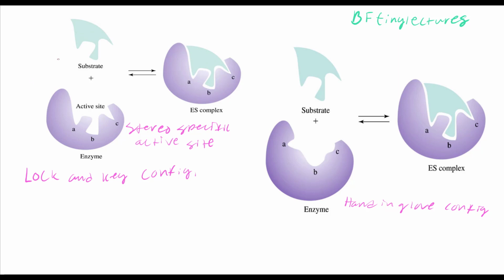Now this substrate is specifically made for this enzyme, okay? They're going to have the exact same shape. So this is going to be the key, and this is going to be the lock, okay? For every lock, there is a key, right? That's very philosophical, but it's true. So this key, the substrate, is going to enter the very specific lock enzyme and form the ES complex, okay? So that's just them joining together.